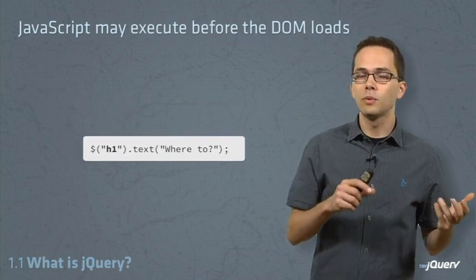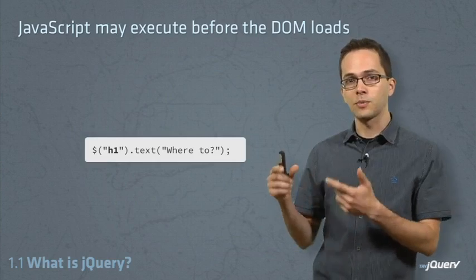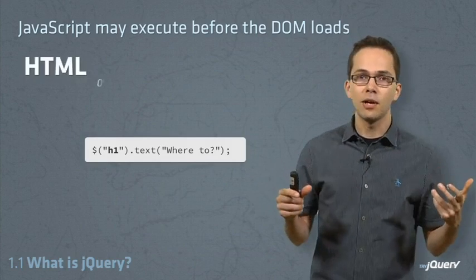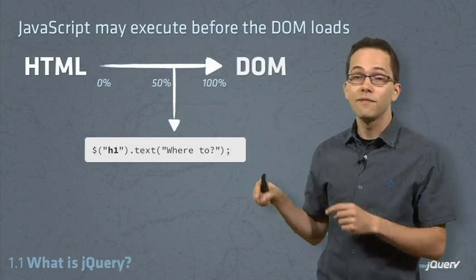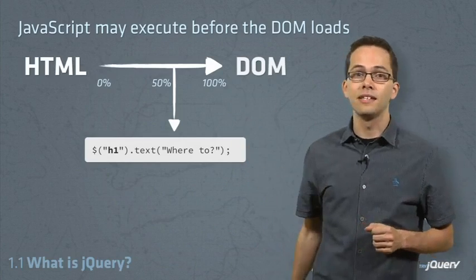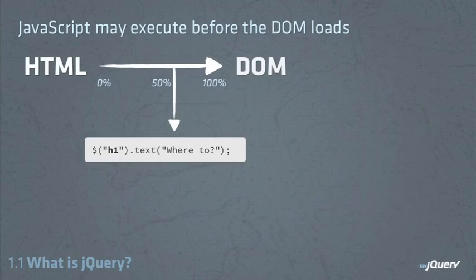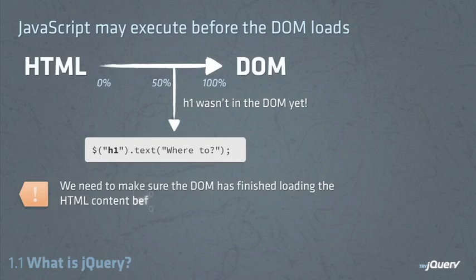Now there's one thing you need to be wary of when you're running jQuery that interacts with the DOM. The HTML might be getting sent over to your browser, and that JavaScript might fire off before the DOM is done loading. In this case, the DOM hadn't finished loading yet, and so when it went to change the text in the h1, it didn't work. So we need to make sure the DOM is finished loading before we try to interact with any HTML on the page.